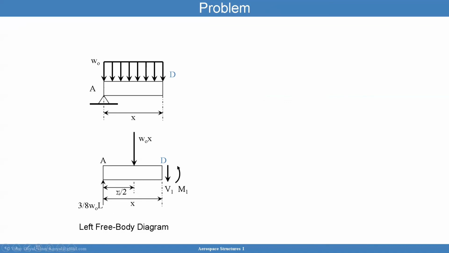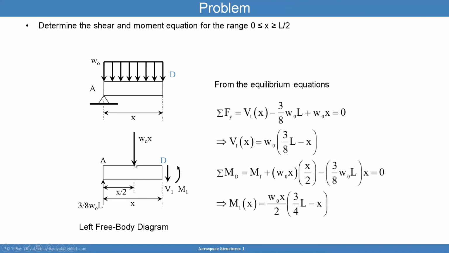So I can now proceed. This W naught times X will give you the total force here. And I can calculate the shear distribution for this section. You can see here it is W naught times 3/8 L minus X. That'll give you the shear at any point in this section. And then from here, I can calculate the moment, which you can actually calculate by integrating V. That's one approach. But you can also sum moments about a particular point here, and that's easy to do. And I've shown it here.